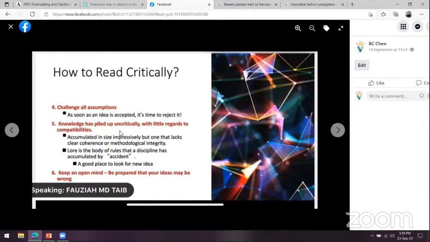Because the knowledge has piled up with little regard to compatibility. Sometimes you find that some of the papers and journals that you read do not really give you a way of thinking. Some of them are merely for you to know. So sometimes a lot of assumptions have been made. You have to understand that sometimes knowledge also accumulates by accident. So you have to look for new ideas. Keep an open mind. Remember, be prepared. Your idea might be wrong or might be challenged. That's why always keep an open heart in your life and academic work, and always be willing to accept criticism.